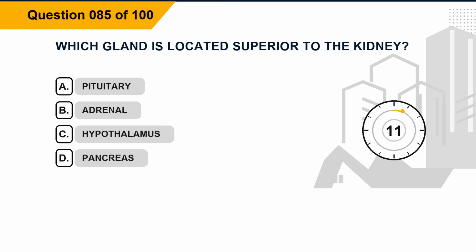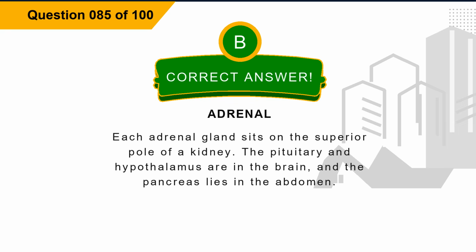Question 85. Which gland is located superior to the kidney? Option A, pituitary. Option B, adrenal. Option C, hypothalamus. Option D, pancreas. The correct answer is option B, adrenal. Explanation: each adrenal gland sits on the superior pole of a kidney. The pituitary and hypothalamus are in the brain, and the pancreas lies in the abdomen.